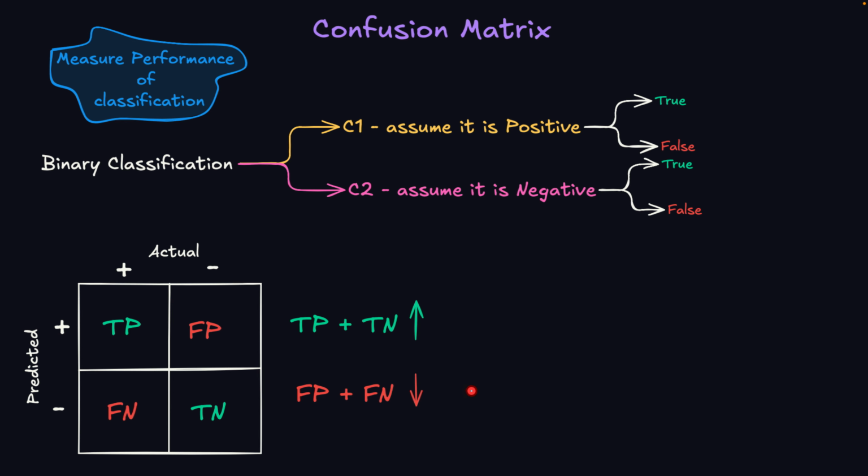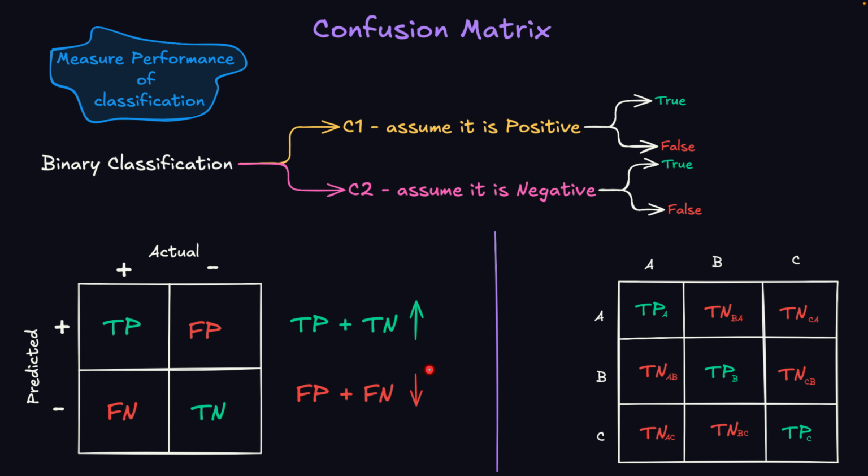Okay. Now, like I said, this confusion matrix is not just for binary classification. It can be used for multi-class classifications as well. So as an example, if we take the confusion matrix for 3 classes A, B and C, this is how it will look like. So we have true positive for A, true positive for B and true positive for C, and then we have true negative for all the other combinations. Okay, so we can have this type of matrix for any number of classes. So this is an example again for a 3 class confusion matrix.